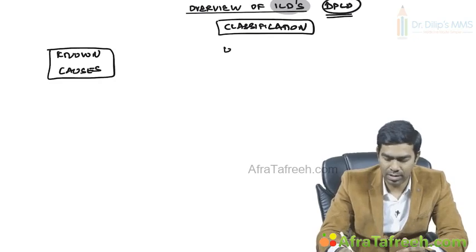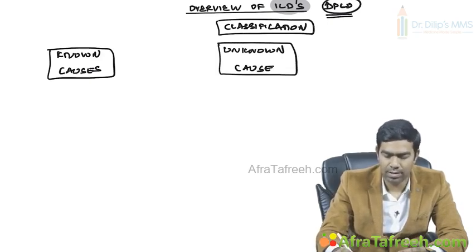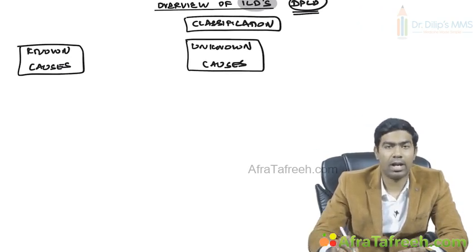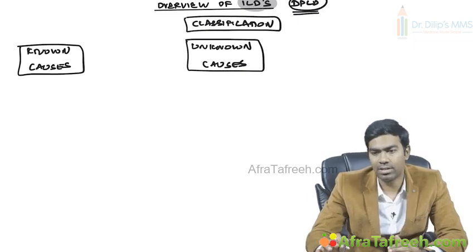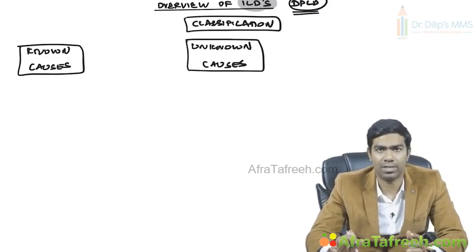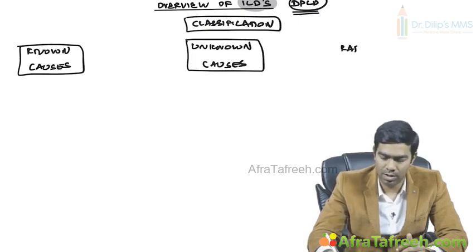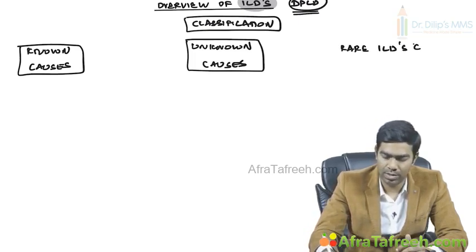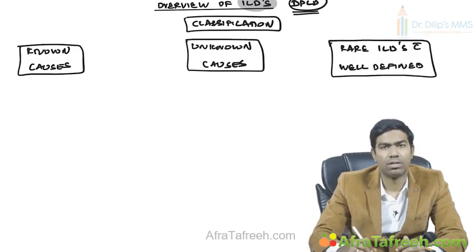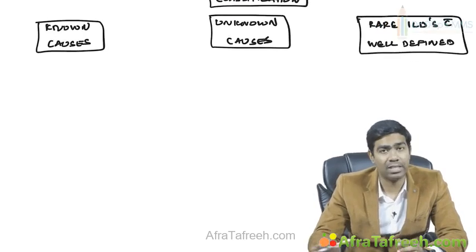And second, ILDs that don't have any known cause. That is, completely idiopathic. And third, ILDs which have well-defined features and are rare, but they defy any particular classification, which means you cannot classify them under any particular class. That's why these are called rare ILDs with well-defined features. So you can basically classify into these three segments.